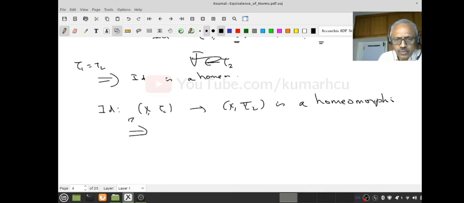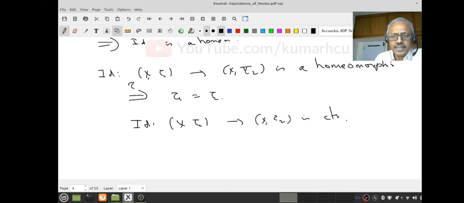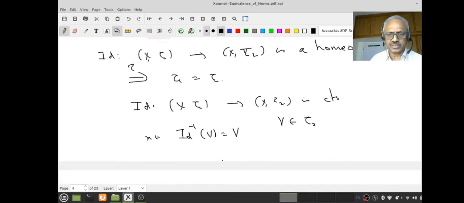So I want to know whether tau 1 equals tau 2. Since this identity is a homeomorphism, therefore this identity from (X, tau 1) to (X, tau 2) is continuous. Therefore let us take V in tau 2. Then what is the inverse image of this? This is V itself. x belongs to this if and only if identity of x belongs to V. Identity of x is x, so x belongs to V. Therefore these two sets are the same. Do you understand that?